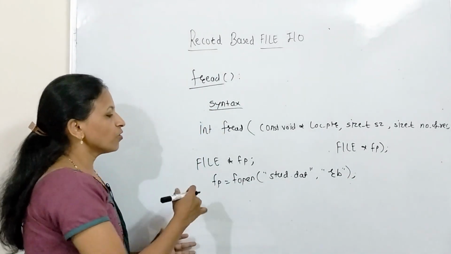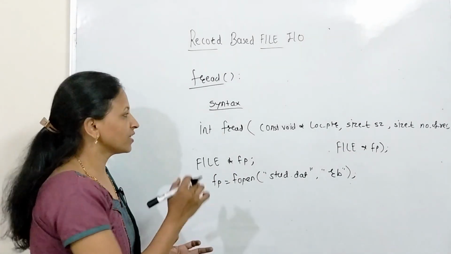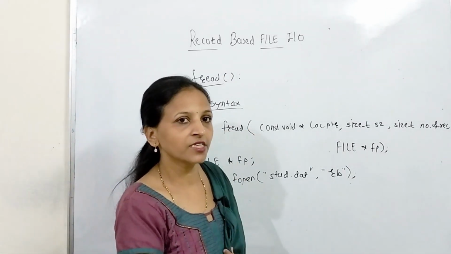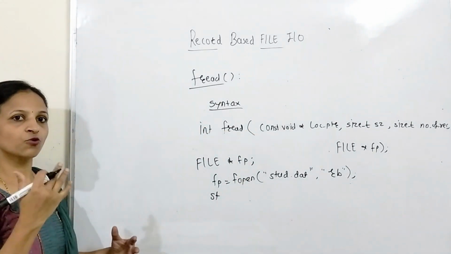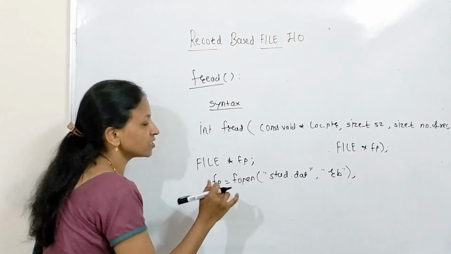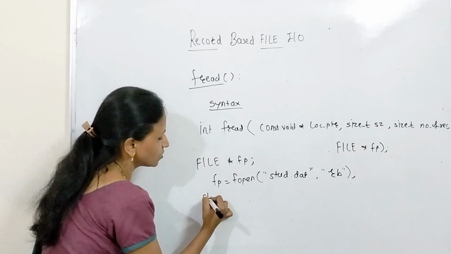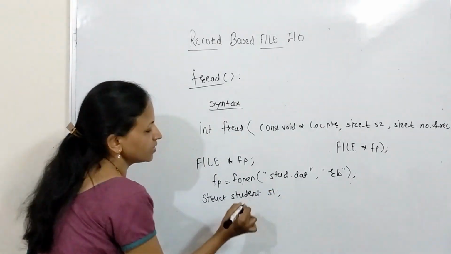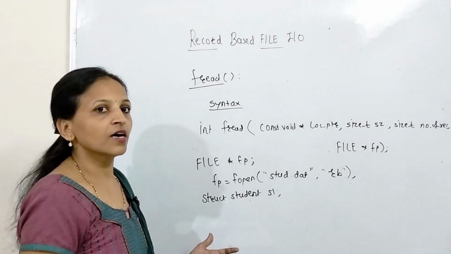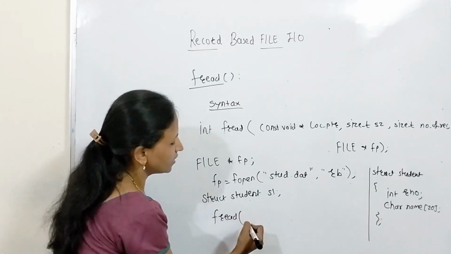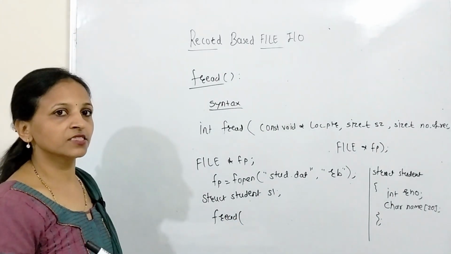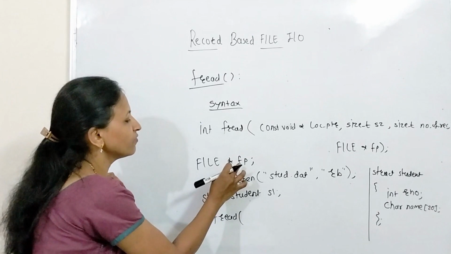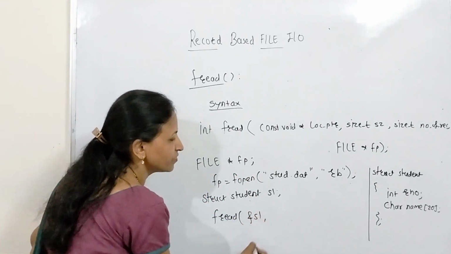Now, I want to read that record from the file, then we can use this fread function. For that we have to declare that same structure. Let us say we have declared struct student and it has the roll number and name. Now one variable of that student structure we have to create here, like struct student, and let us say s1. In this s1 variable I want to store data about that student. With fread, the first argument is the location address where you are storing that record after reading. That address we have to pass over here. We have that s1 variable, its address we will pass as the first argument.